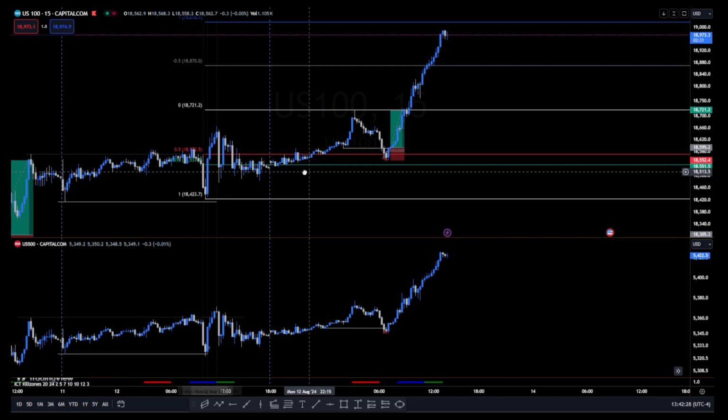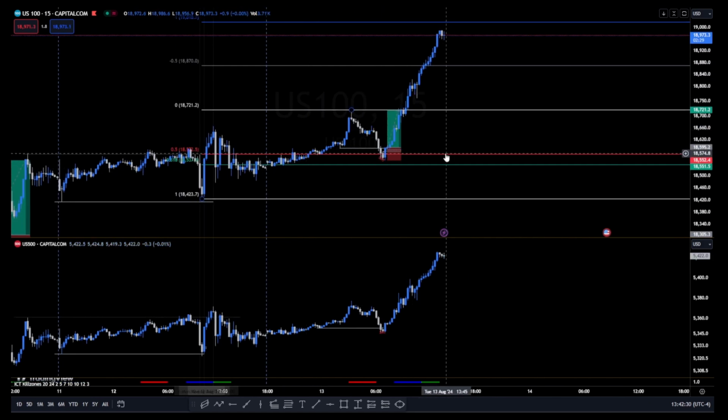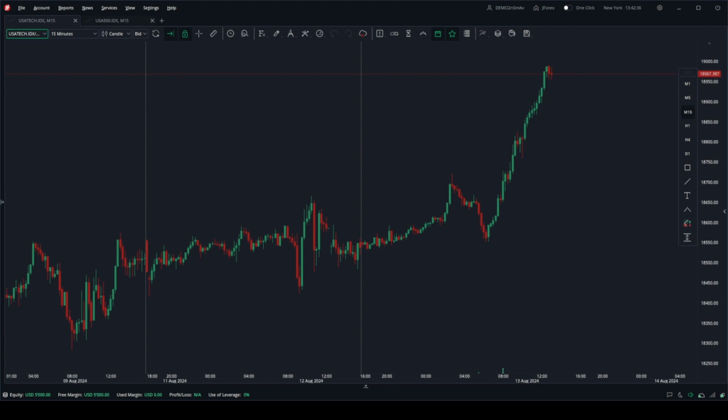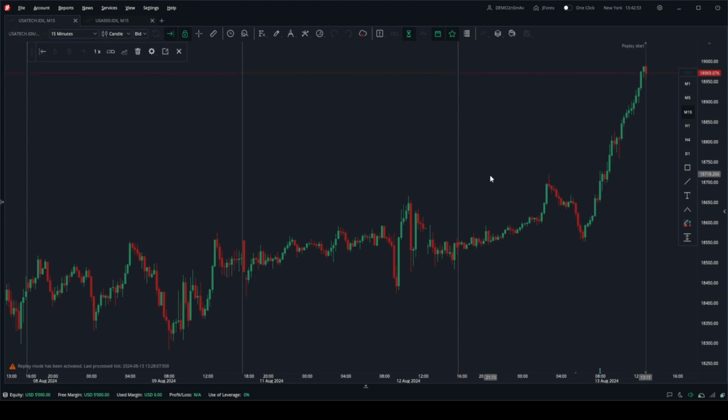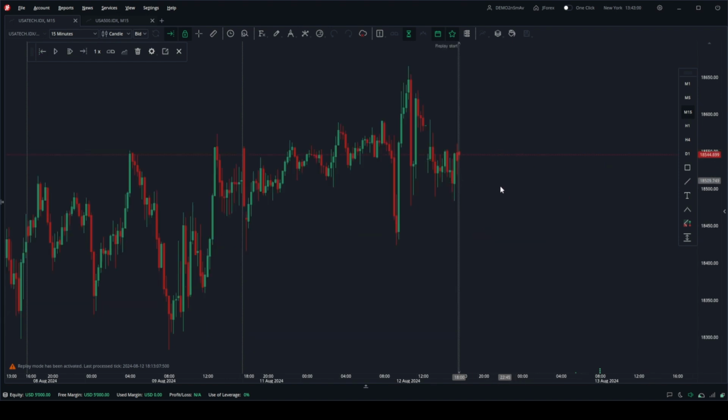Yeah, and let's break it down right here using G4X. As I told you, this trading platform is for free. Yeah, you can get it. Let's break it down. Let's replay the prices from here, from the start of the day.